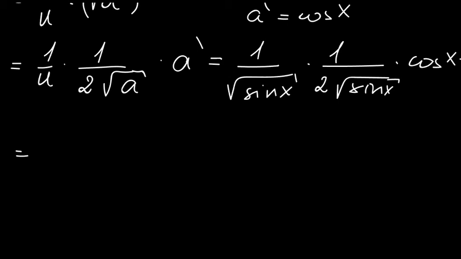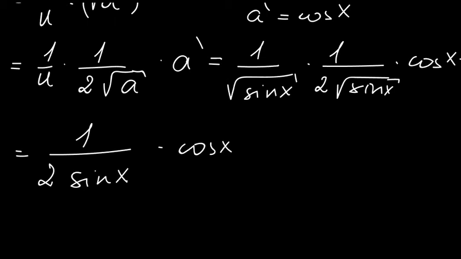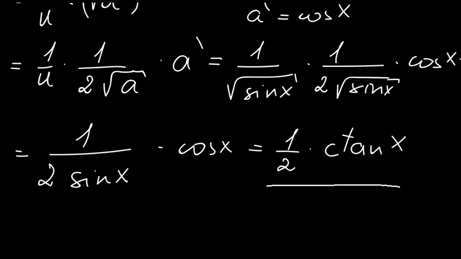Okay, so let's multiply these square roots, and that will give us 2 sine of x multiplied by cosine of x, and cosine of x divided by sine of x is cotangent of x. Now this answer looks a lot prettier.